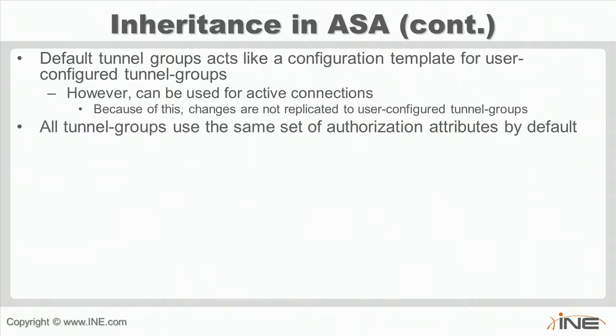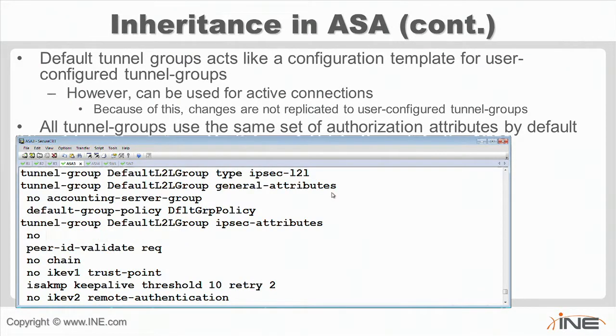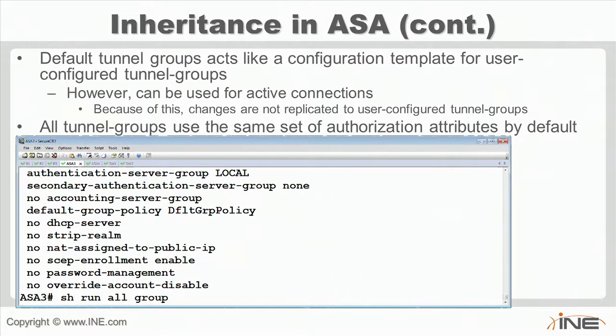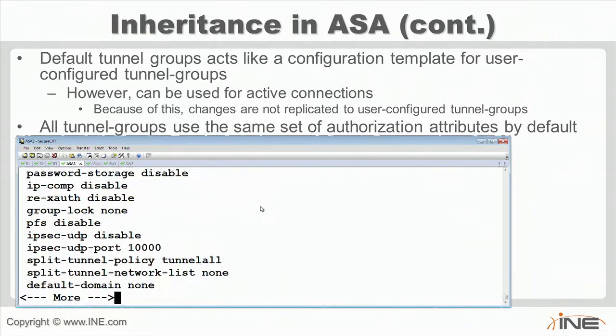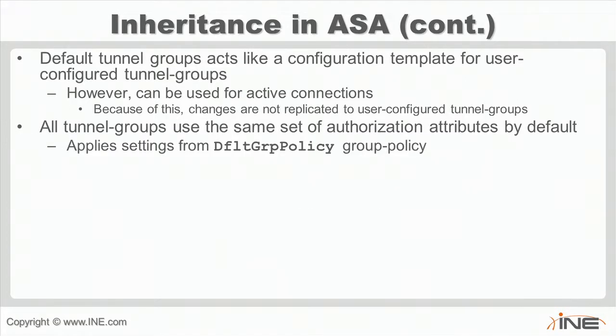All tunnel groups use the same set of authorization attributes by default. This is the default group policy. Whether you're dealing with a LAN to LAN group or a remote access group, they're all going to fall back to this group policy. Again, if we look at show run all group-policy, there is only one default group policy. There are different default tunnel groups depending on the type of tunnel, but only one default group policy. So if you make changes in this default group policy, it is going to affect all types of tunnels, whether remote access or LAN to LAN.